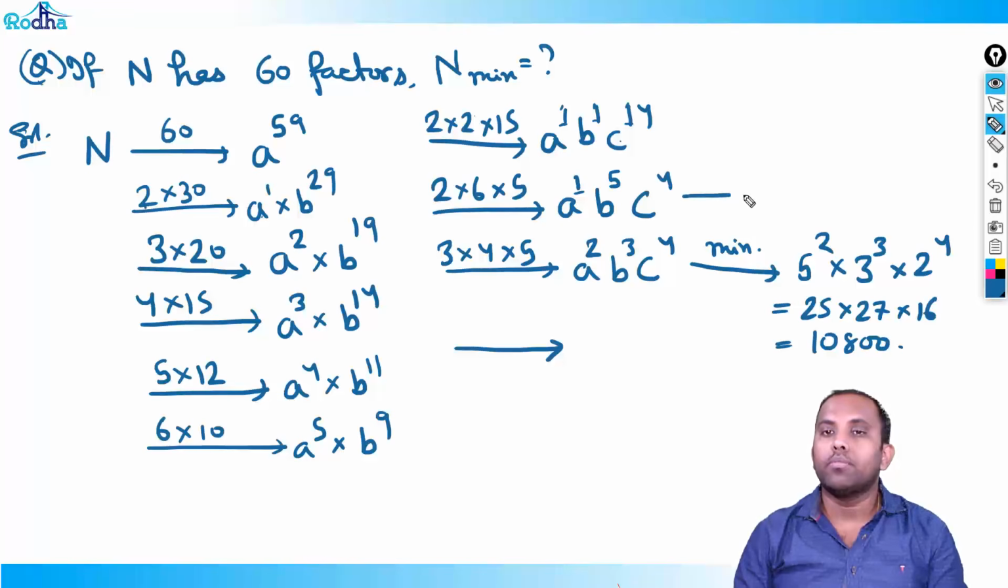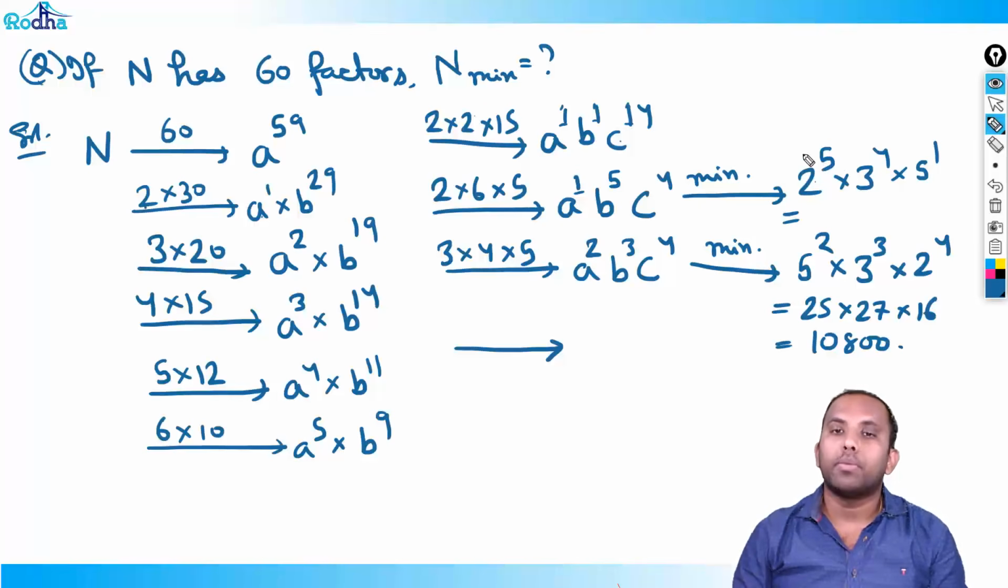Now what is the minimum value here? Obviously it is 2 raised to 5. I should assign 2 to B raised to 5, then 3 to C and 5 to A, obviously to minimize the value. There is 32 into 81 into 5, so 32 into 405. This is also much bigger, like 12,960.